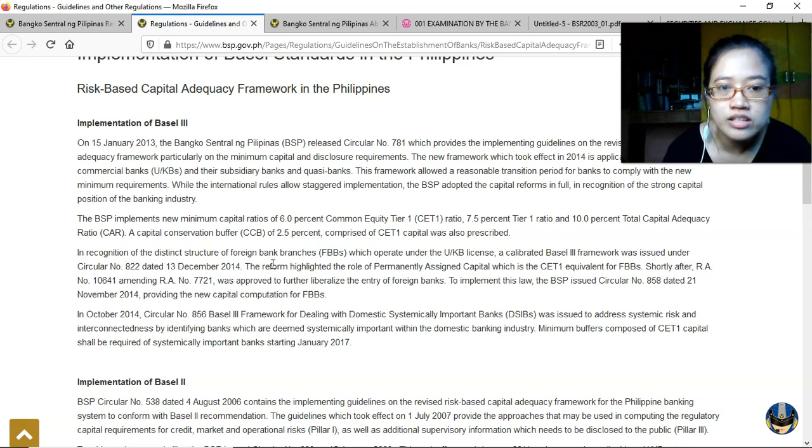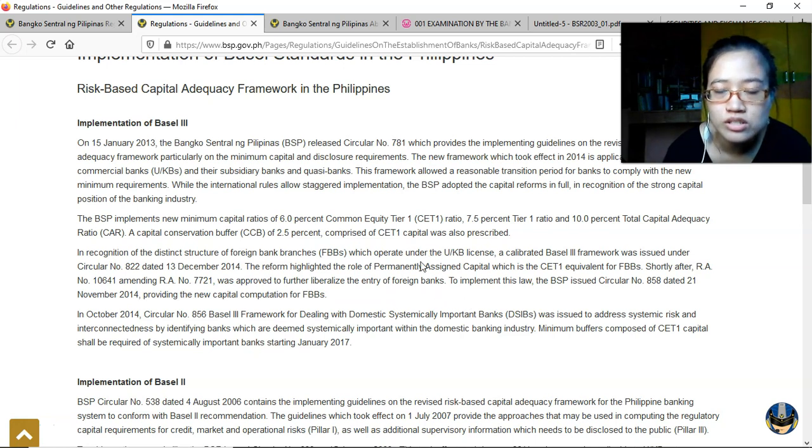In recognition of the distinct structure of foreign bank branches, which operate under the universal and commercial license, a calibrated Basel III framework was issued under Circular Number 822 dated December 13, 2014. The reform highlighted the role of permanently assigned capital, which is the CET1 equivalent for foreign banks. Shortly after, RA number 10641, amending RA 7721, was approved to further liberalize the entry of foreign banks.